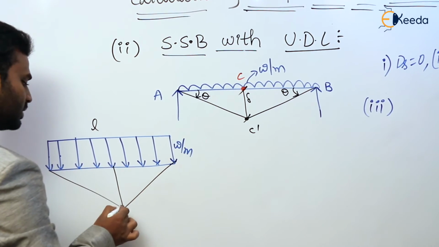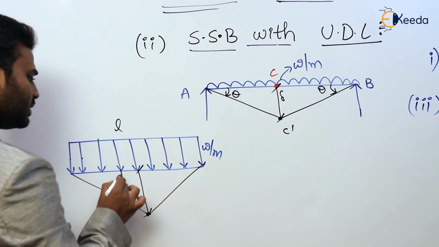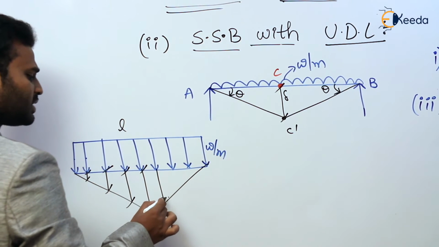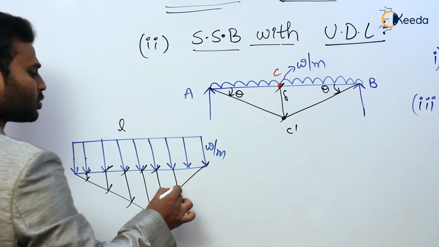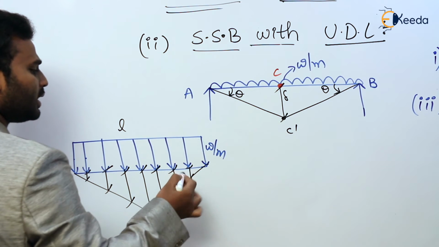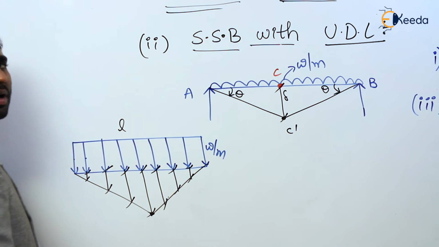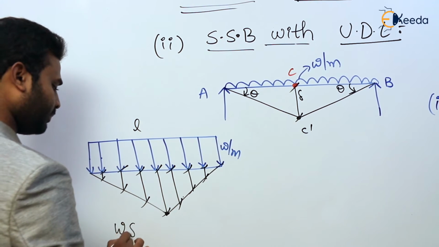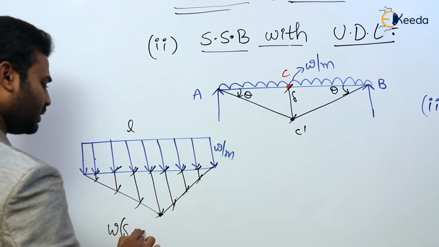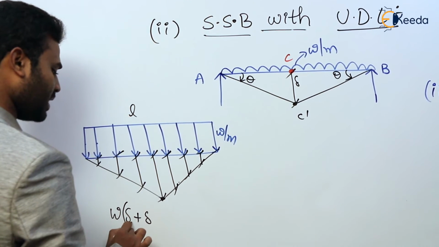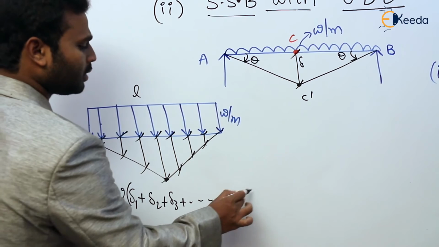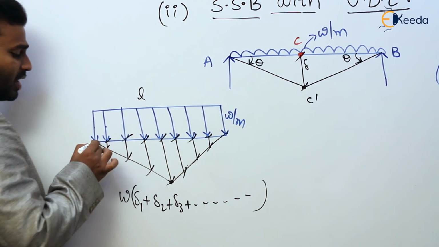Under this point load, this is the deflection. Under this point load, this is the deflection. Likewise, there exist n number of point loads throughout this span L, and there exist n deflections. To get the total work done, this is a W, so this W into this delta, and this W into this delta. This is delta max. Take it as delta 1, delta 2, plus delta 3, plus so on. So we have to take the summation of all the displacements.